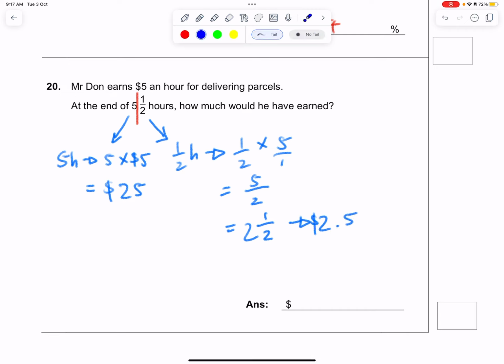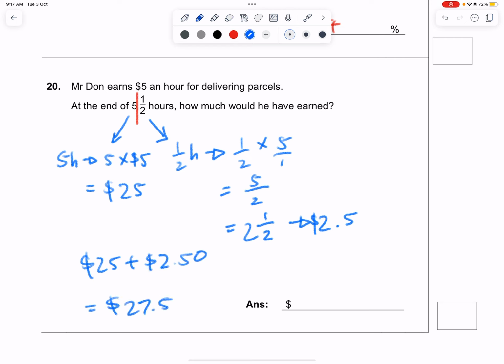So you would then take this, add together with this. 25 plus $2.50. Your answer is $27.50. Now, be very careful. If you actually put the answer as 27.5, 0 marks for this. 0 marks. Because I mentioned many times that because this is money, you need to be very careful.